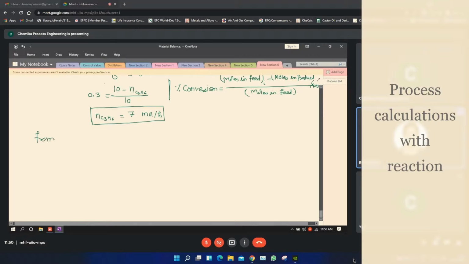So from equation 1, we have N of CH3C6, that is 7 moles, is equal to inlet 10 moles minus zeta value. So zeta, the extent of reaction, is equal to 3 moles per hour. Once you come to know the zeta value, you can find out the rest of the other things by using equation number 2 to equation number 5.